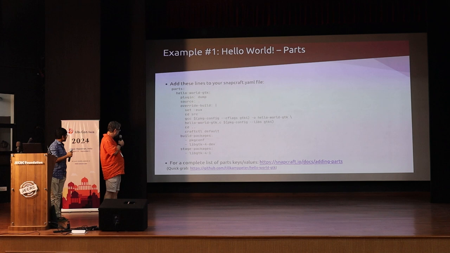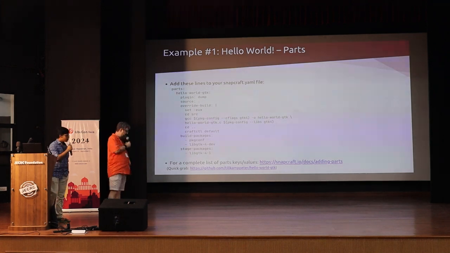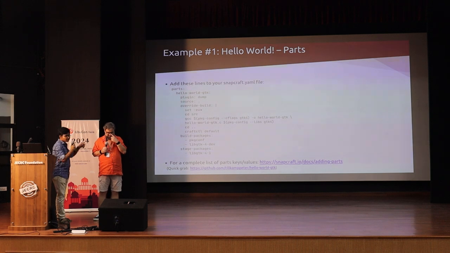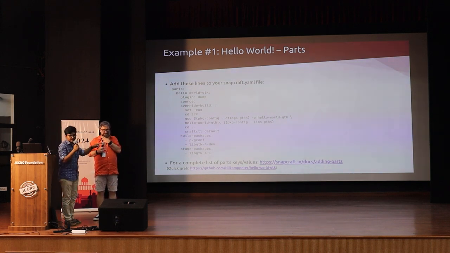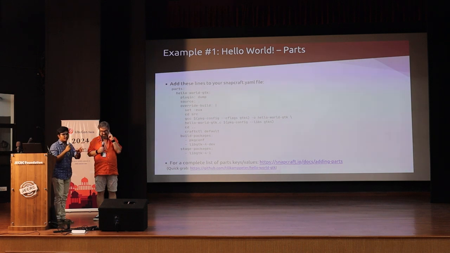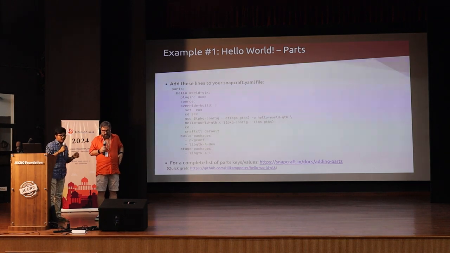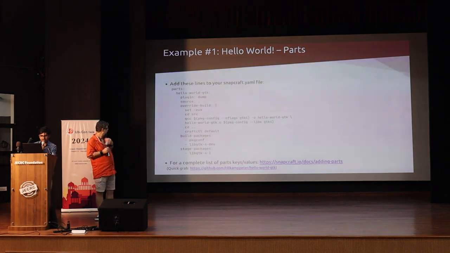So these are the instructions for building the snap. And I'd like to add here that when we are running craftctl default, what it's basically doing is that we have a plugin dump and it runs all the commands that are set by the plugin dump, or whatever plugin we set while setting up these parts. So moving on to the next slide.